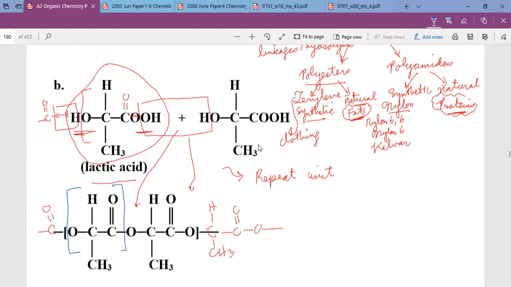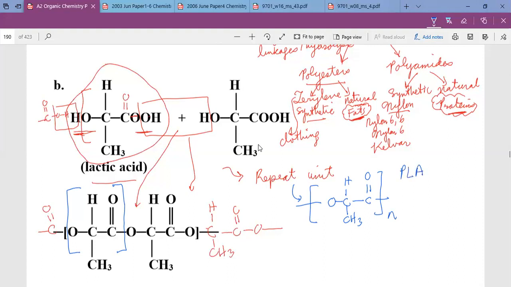Yeah, see now, right? So the repeat unit would be, watch, you want to see how the question comes out a bit different. Not to say wrong, but they want to trick you. H here, and your CH3 here. Okay, now this is your repeat unit for polylactic acid.